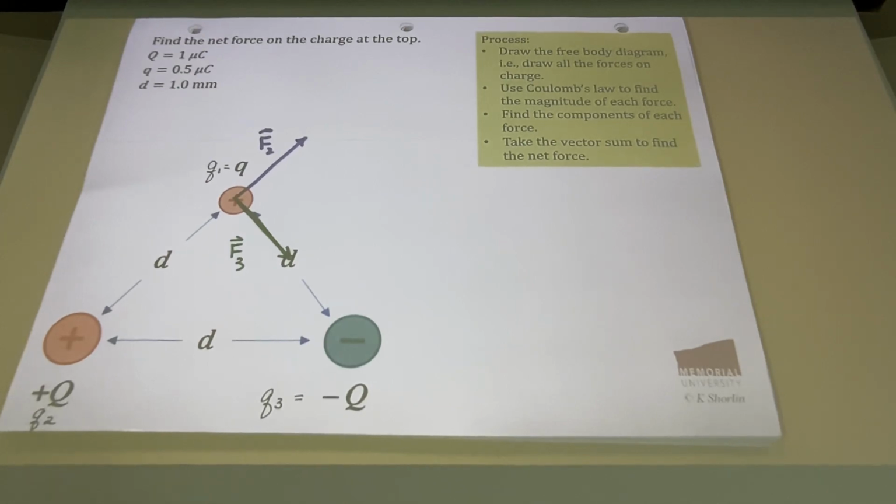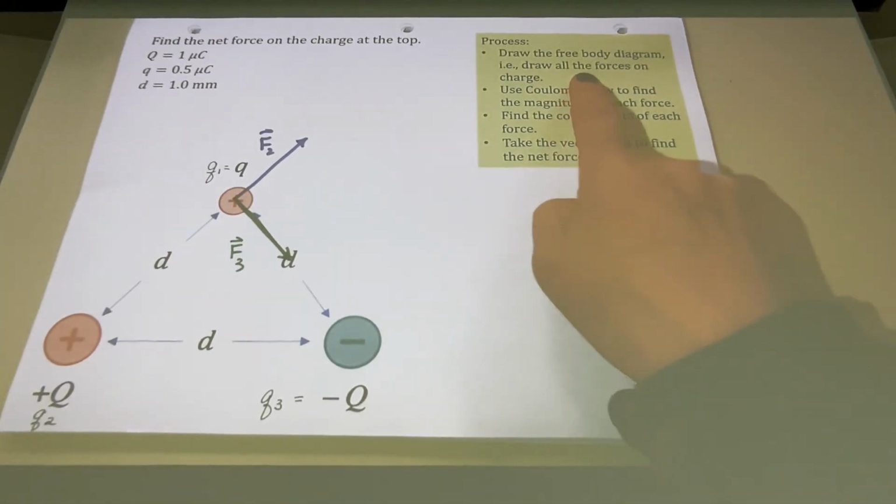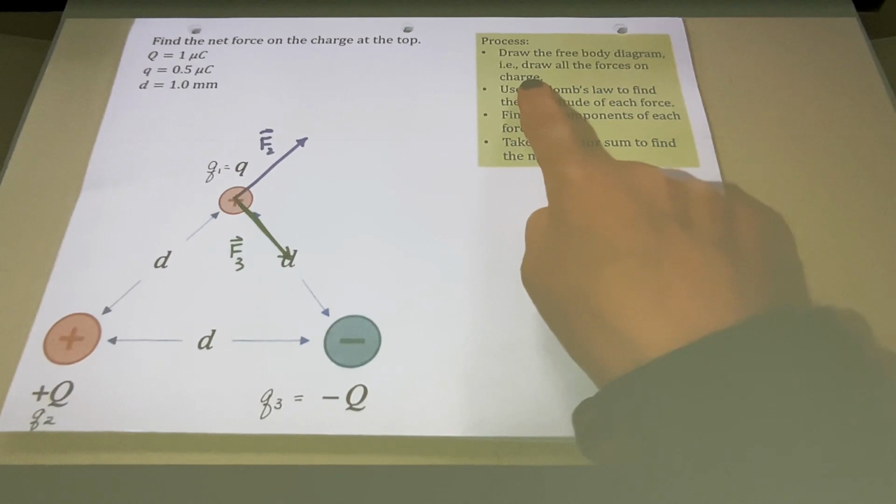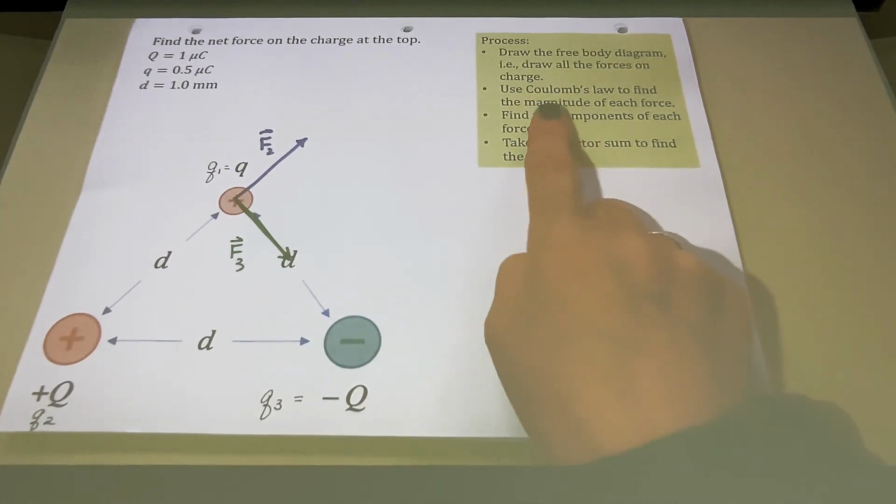So that's step 1 of the process. Draw the free body diagram, draw the forces on the charge that you're trying to calculate the net force on. The next bit, we're going to use Coulomb's law to find the force.